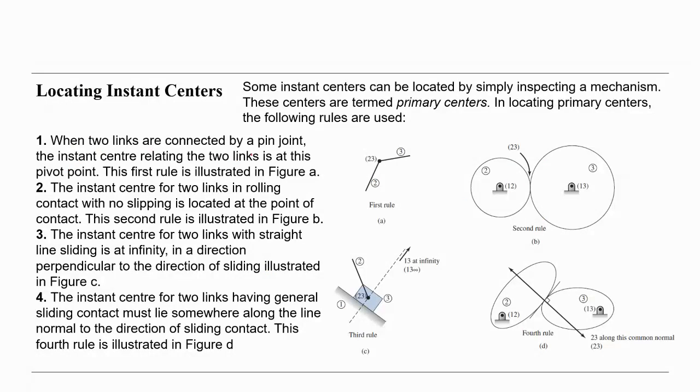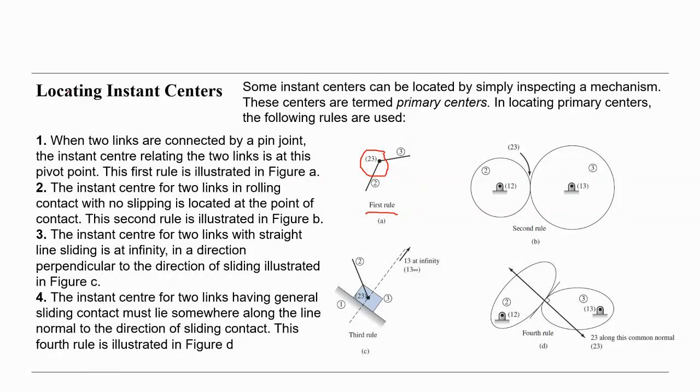When two links are connected by a pin joint, like this here, the instant center relating the two links is at this pivot point. This first rule is illustrated in figure A. You see that here. This is the first rule.